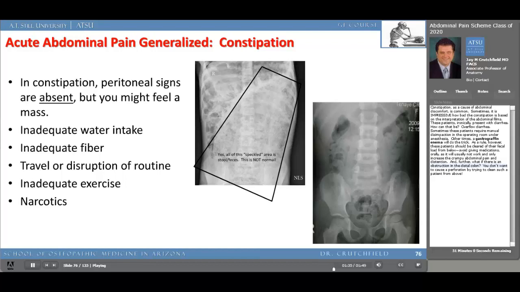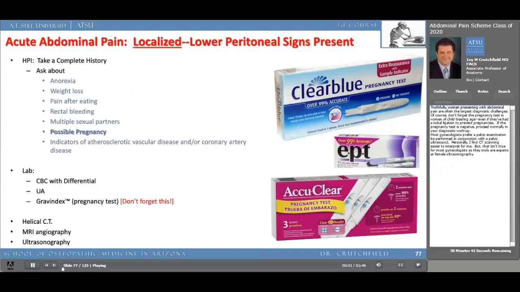Of course, don't forget the pregnancy test in women of childbearing age, because even if they've had a tubal ligation, or at least think they've had a tubal ligation, depending on who, where, and how the ligation was done, it can still leave the patient open to the possibility of an ectopic pregnancy. If the pregnancy test is negative, then proceed normally with your diagnostic and imaging workup. Most gynecologists will prefer a pelvic exam be performed in conjunction with a pelvic ultrasound. Personally, I find CT scanning easier to interpret, but that isn't true for most gynecologists, as they're truly experts at female ultrasonography.